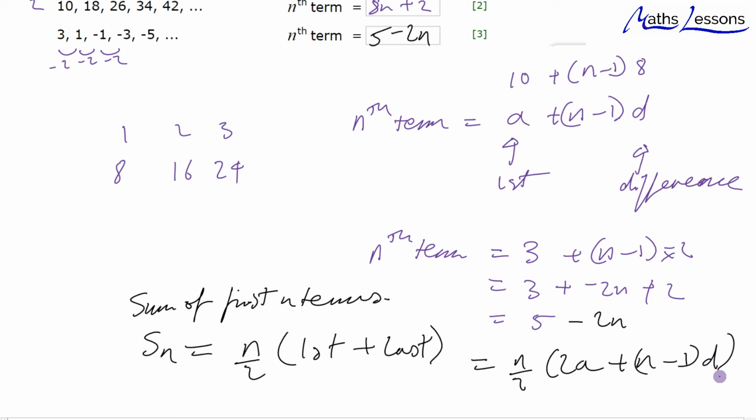And basically, if you think about it, the nth term is a plus n minus 1 d. Add the first term to that, you get 2a, because the first term is a. You get 2a plus n minus 1 d, and then all you've got to do is times by n over 2. That's an easy way to remember the formula. You're going to need both these formulas to do the more advanced questions.